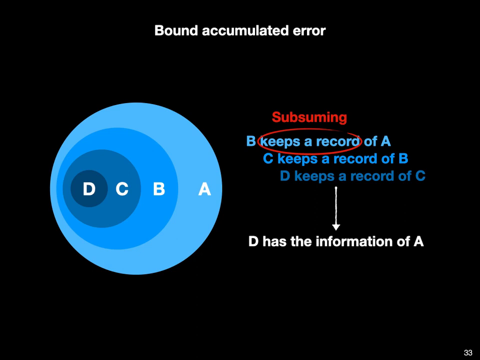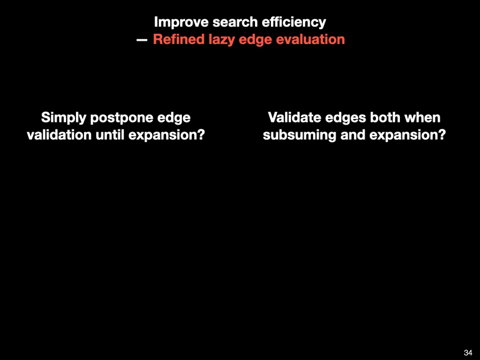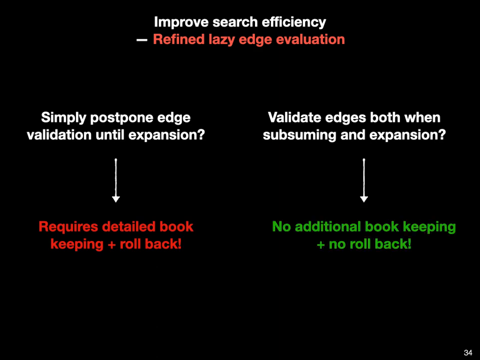After all these details, we can explain how the search algorithm is improved. The original ARIS checks whether an edge is valid only when a result plan is found. When the result plan contains an edge that is not valid, the search is rerun from scratch. We refine this lazy edge evaluation by doing edge evaluation during the search in a lazy A star style. However, if we only do edge evaluation when expanding a node, for an invalid node, we need to extract all the bookkeeping it has and roll things back. So instead, we perform edge evaluation both when expanding a node and when a node is subsuming another node. This requires no additional bookkeeping and rolling back.